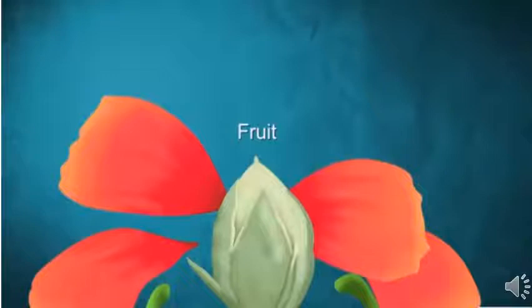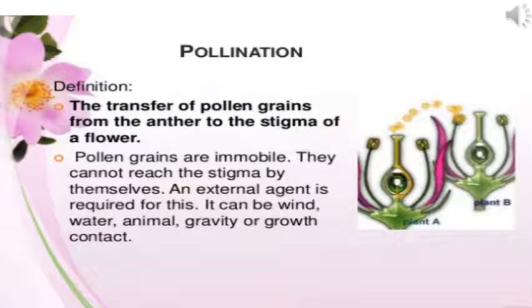Each time a seed is planted in the soil and provided appropriate conditions, it grows into a seedling, which then grows into a plant. Sexual reproduction in plants involves pollination, fertilization, formation of seeds and fruits, dispersal of seeds and fruits, and seed germination. Pollination.